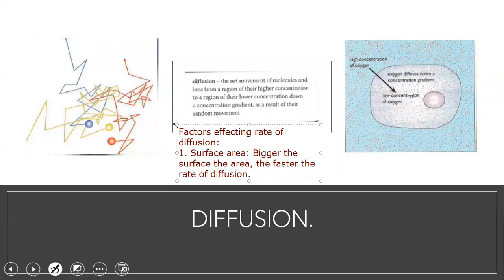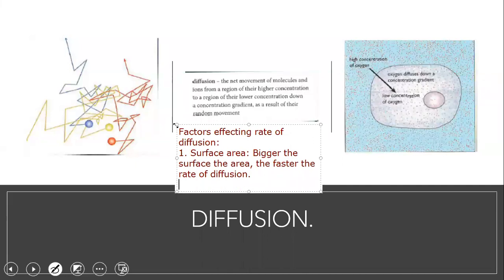And where have we studied this? If we have done the topic of transport in animals, we have studied this already in the form of microvilli. In the intestine, we have villi and we have microvilli. What was the function of microvilli? To increase the surface area. So maximum amount of food can be absorbed from the intestine. So greater the surface area, the faster the rate of diffusion.